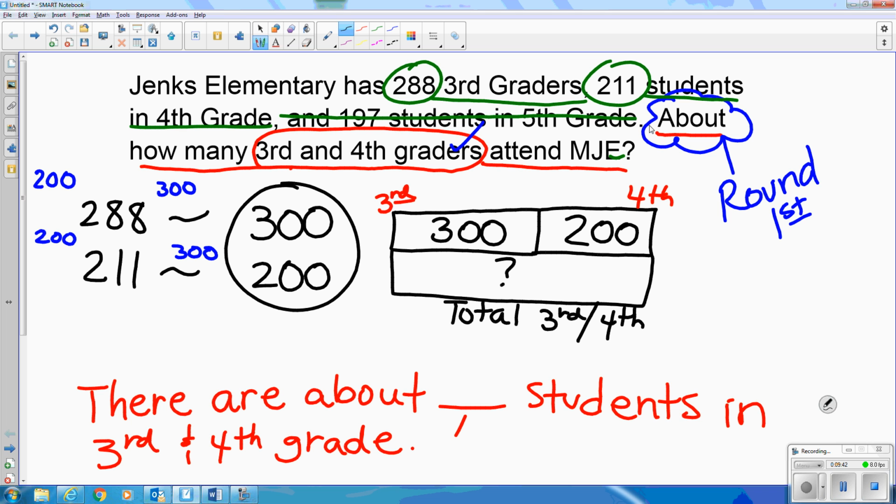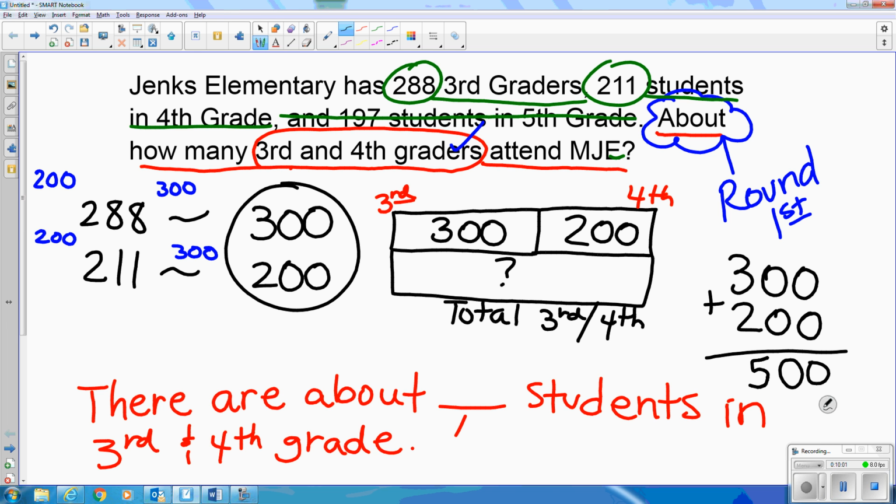We'll start over here. Now notice I'm going to line my numbers up nice and neat. Where do we start when we add? 0 plus 0 is 0. 0 plus 0 is 0. 3 plus 2 is 5. Okay, now, am I automatically going to say, boom, I'm done, there are about 500? All right, so we are going to justify or prove it.